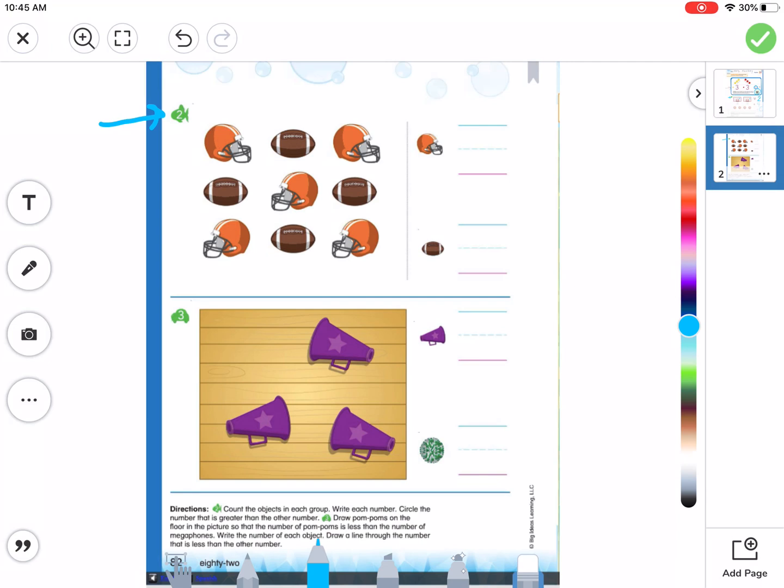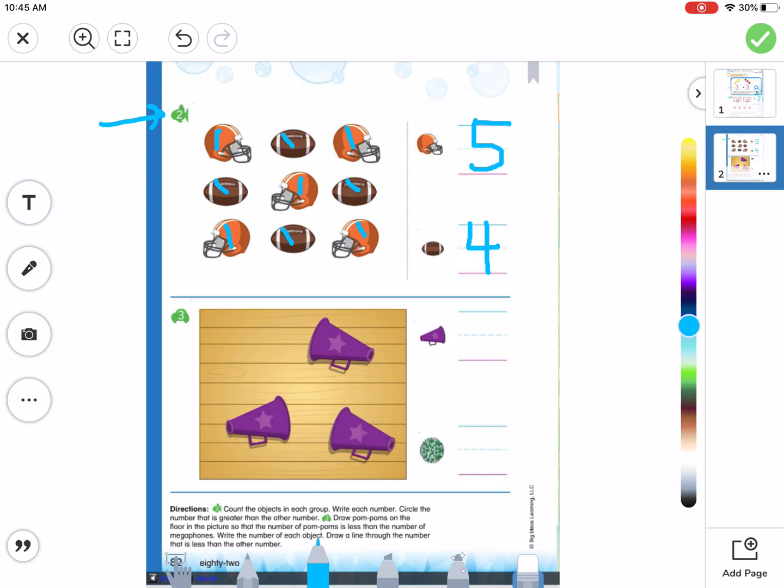Okay, so let's count right here. We're counting these, but remember, we're not including those. We don't include the ones that are off to the side. So let's count the helmets. 1, 2, 3, 4, 5. There are 5 helmets. So with your pencil, write the number 5 here. Now we're going to count the footballs. 1, 2, 3, 4. So write the number 4 where it says footballs.